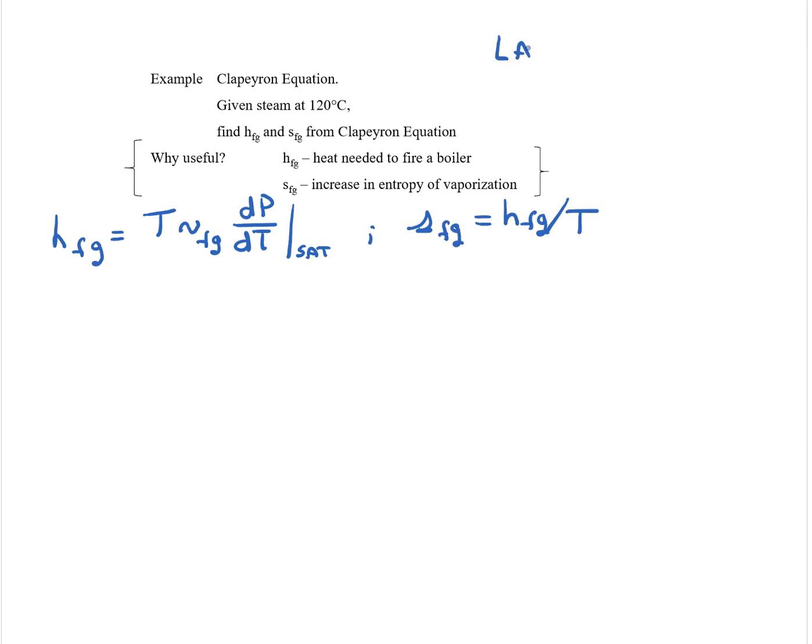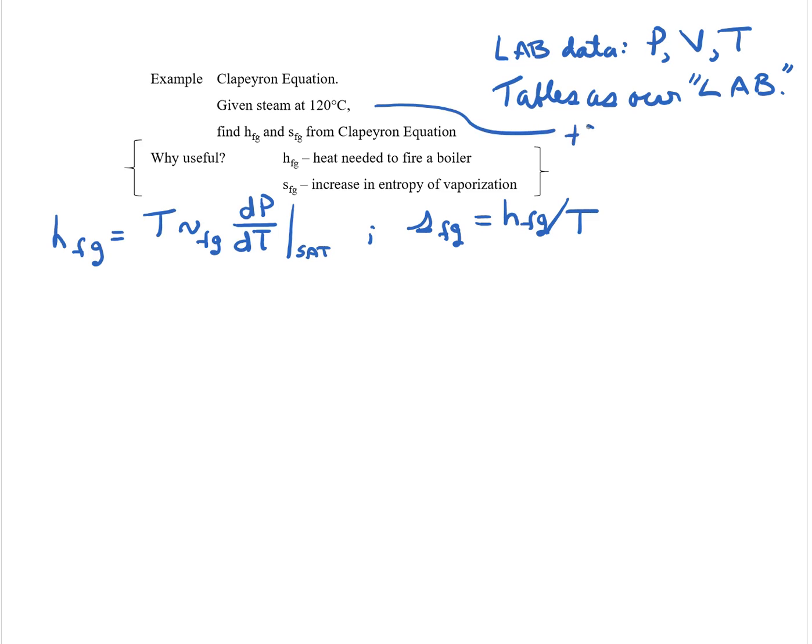Usually we use lab data if we're going to talk about Clapeyron for pressure, volume, and temperature. But we're going to use the tables as our lab. All right, so we need the values. We need the temperature. We've got that. 120 C is the same as 393 Kelvin. We're going to go in the tables and find VFG, and we're going to find this derivative.